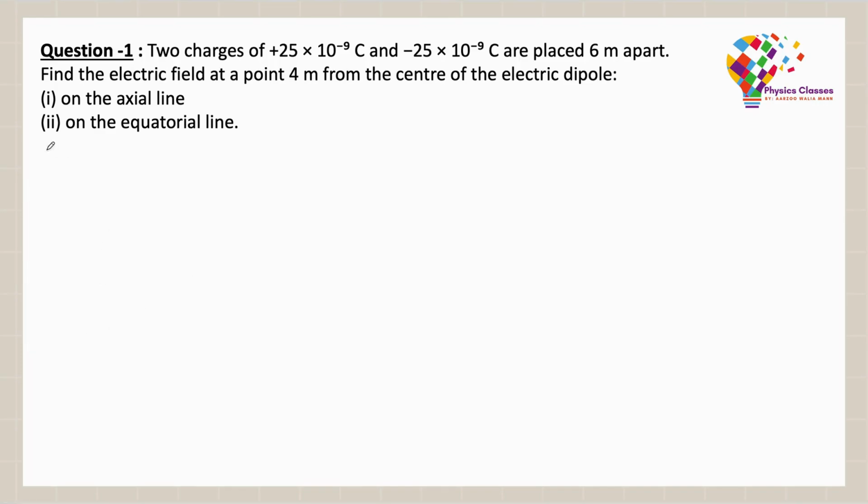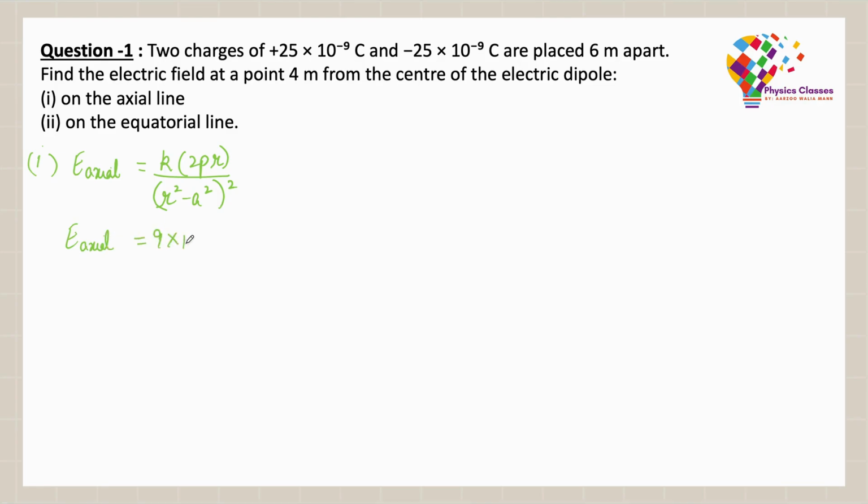Further, over here, if I just talk about the first part, for the axial line, we have just derived the formula. Now this is not a small dipole, because you can see the 6 meters and 4 meters are pretty much comparable, and they have not told us that it's a small dipole, so we cannot use the small dipole formula. So electric field on the axial line is simply given by K times 2PR upon (R square minus A square) whole square. I'm using the complete formula. So we will just make all the substitutions here.